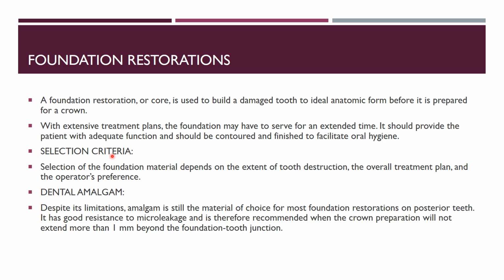Okay, so how does the selection criteria work? Selection of foundation material depends on the extent of the tooth destruction, or overall treatment plan and operator's preference. Okay, so dental amalgam especially can be used. There are many restorations it can be used for. So despite its limitation, amalgam is still the material of choice for most foundation restorations on posterior teeth. Yes, nowadays we're not doing it, guys. It has good resistance to microleakage and therefore recommended when the crown preparation will not extend more than 1 mm beyond the foundation tooth junction.